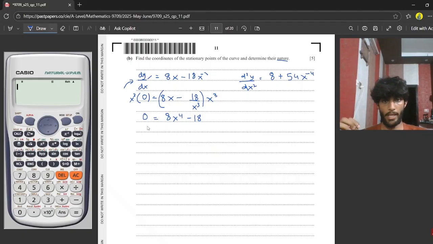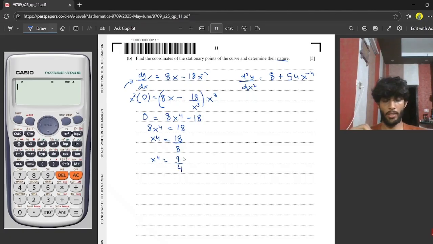Okay, now I can send that 18 to the other side, so it's going to be 8x to the power 4 equals 18. And what I can do is take the 8 over there to the other side, so it's going to be 18 over 8, and this is going to simplify to give me 9 by 4.